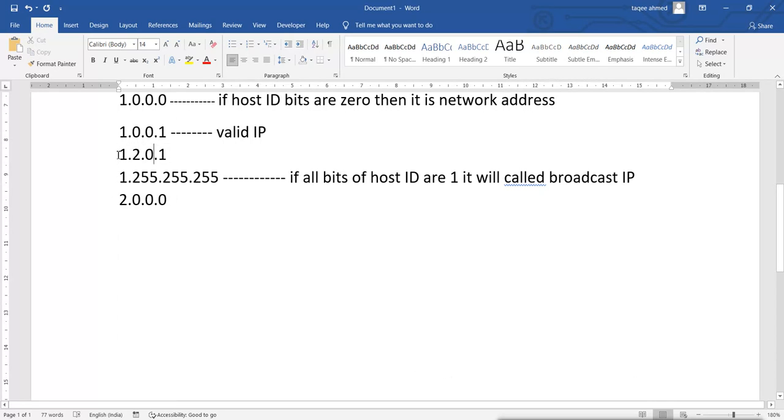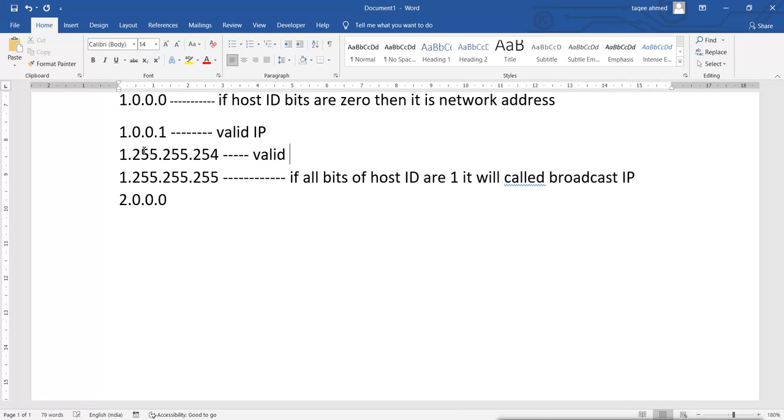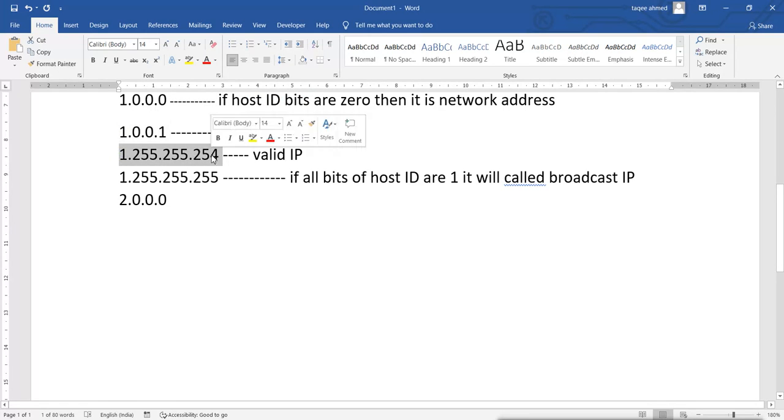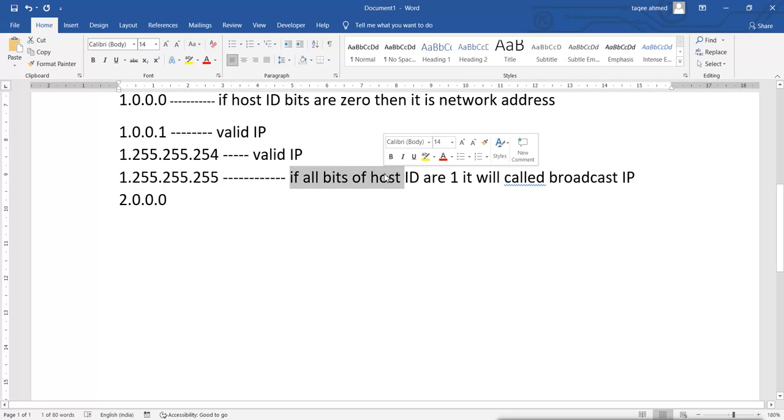So valid IPs which you can use go up to 255.255.254. So these are valid IPs. Now you can see the valid IPs are starting from here, and it can go up to 1.255.255.254 because the next IP will be 255, and that will become the broadcast address IP.